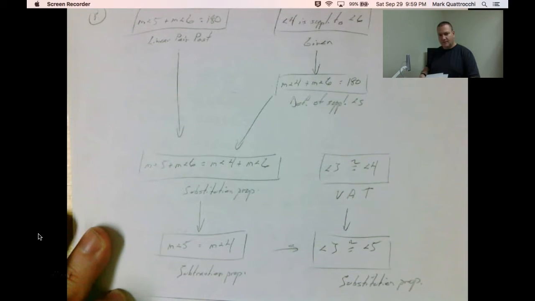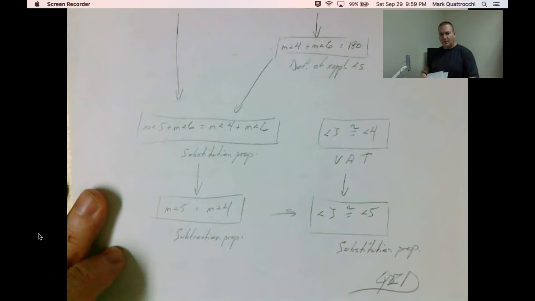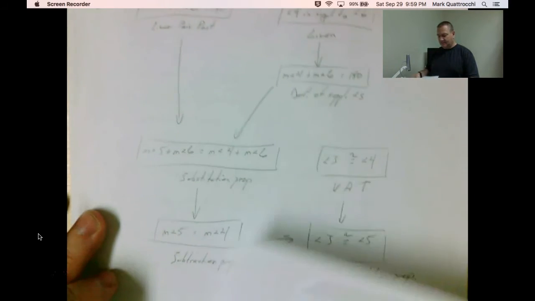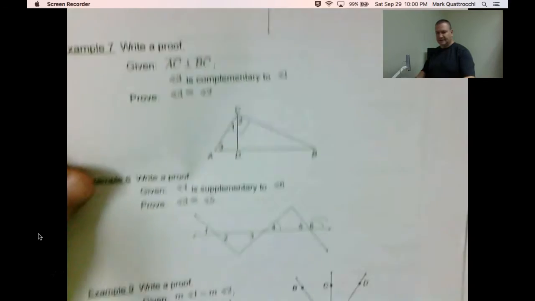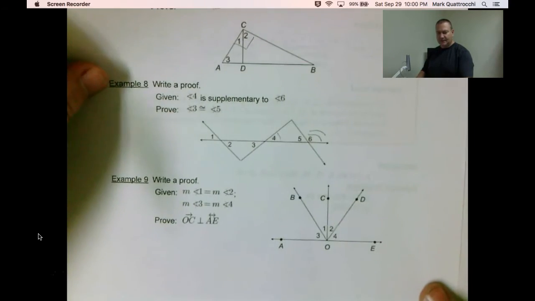Therefore, QED. Finished. That which I wanted to demonstrate has been demonstrated. Okay, that was example 8. Let's take a look at our last example, example 9.